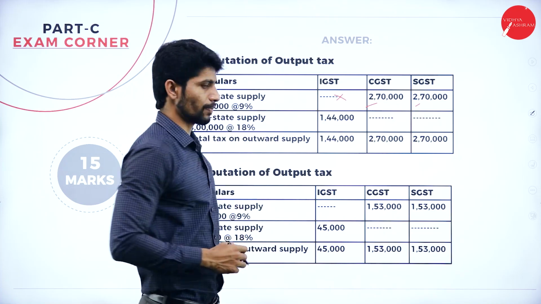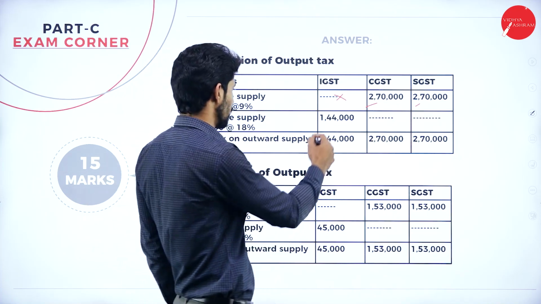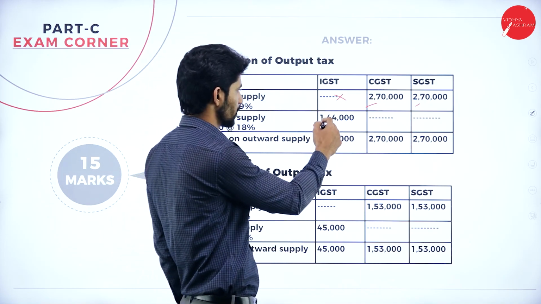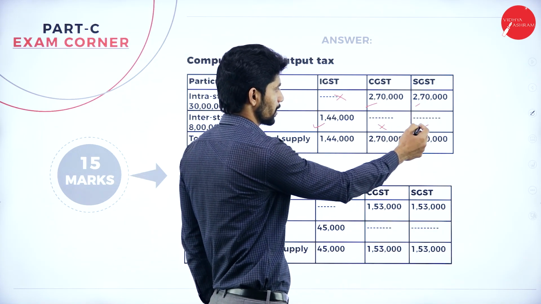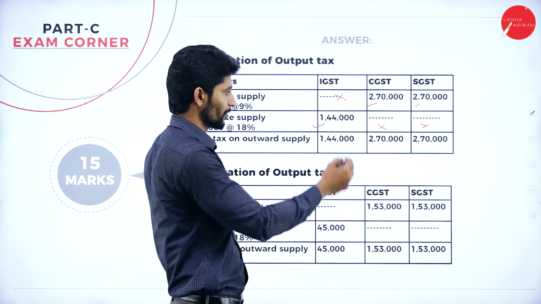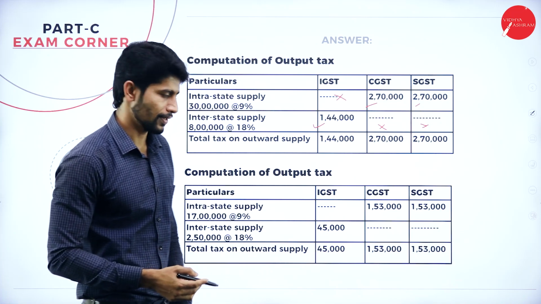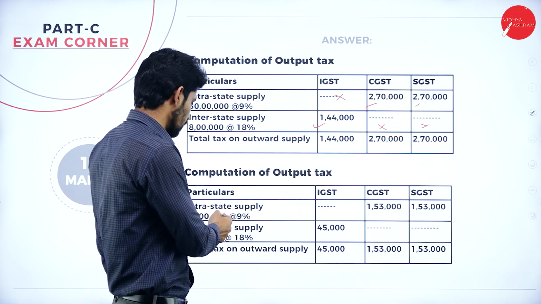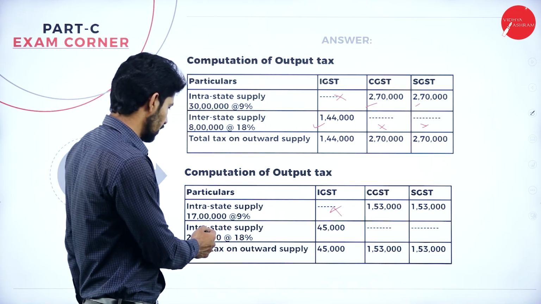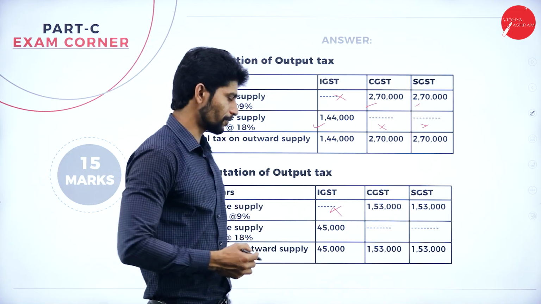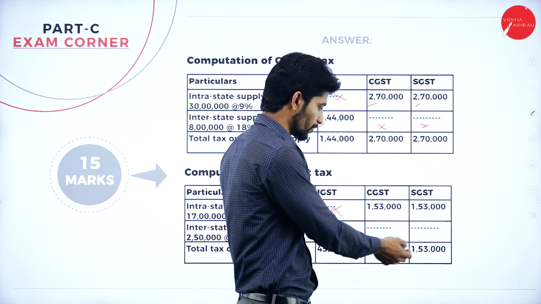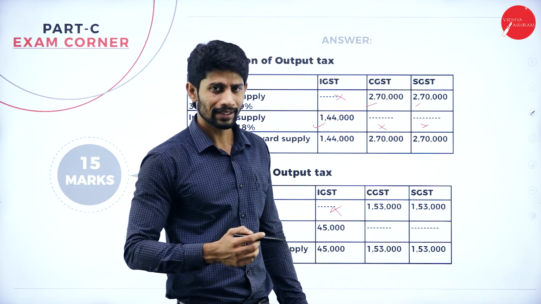Next, interstate supply, that is between two states. So, 18% directly on 8 lakh rupees. So, IGST is 1 lakh 44, CGST and SGST nil. So, total comes to 1 lakh 44, 2 lakh 70 and 2 lakh 70. Next, intra-state supply 17 lakh, IGST is nil, 1 lakh 53, 1 lakh 53, and interstate supply 2 lakh 50,000 at 18%, you'll get 45,000. So, 45,000, 1 lakh 53, 1 lakh 53,000.